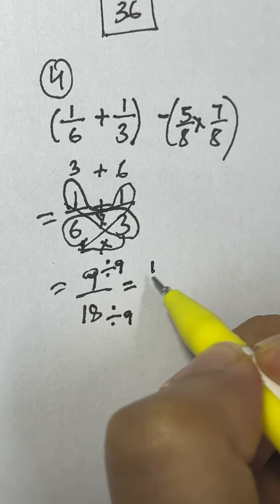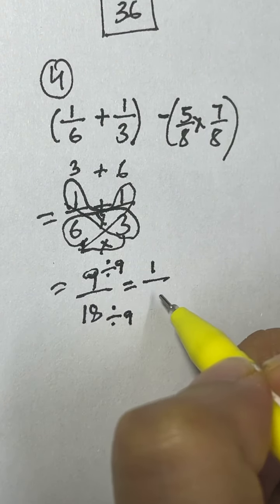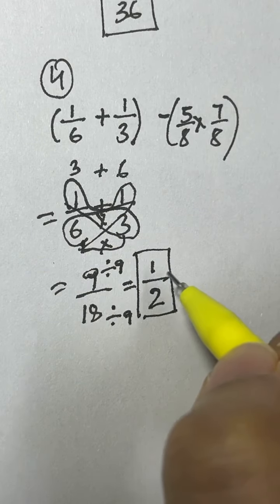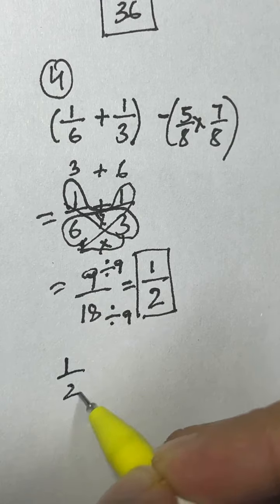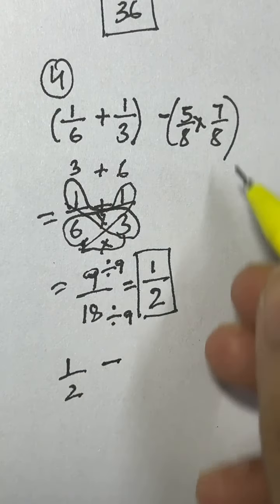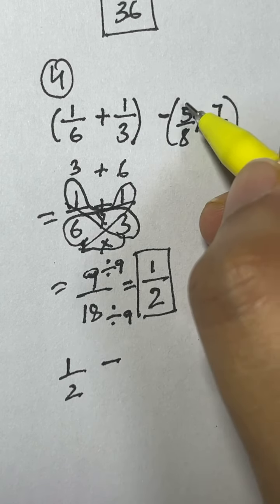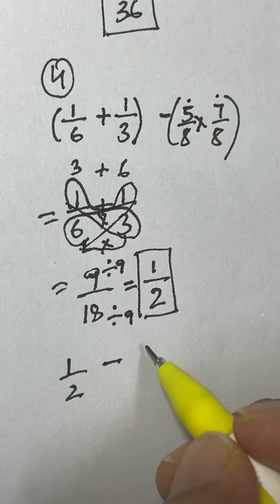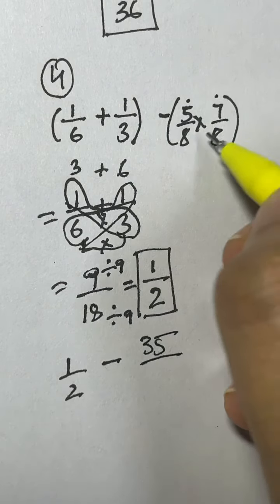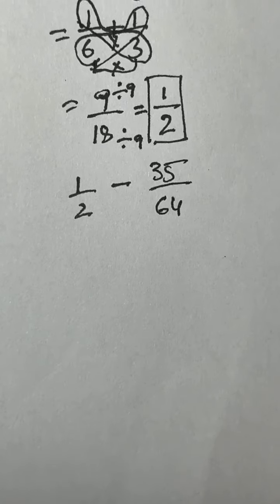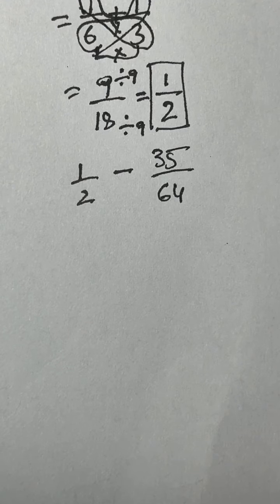by dividing both the numerators and denominators by 9. 9 divided by 9 gives you 1. 18 divided by 9 is 2. So your answer here is 1/2. Now you have 1/2 for this one, minus you have 5/8 times 7/8. Now when there's multiplication, you directly multiply the things. 5 times 7, 35. 8 times 8, 64. Done. Now you have 1/2, and you have 35/64.